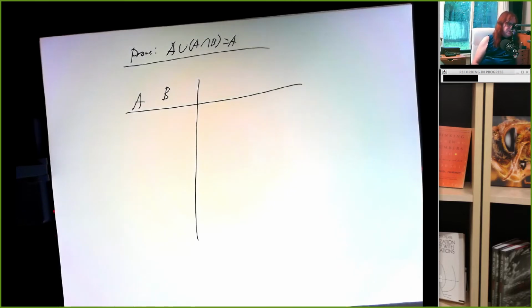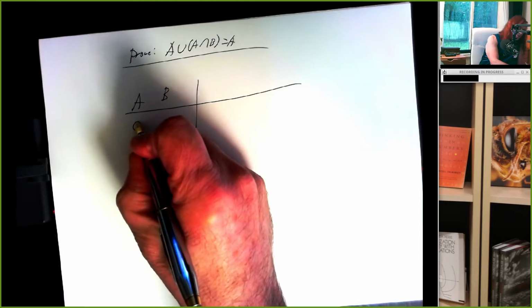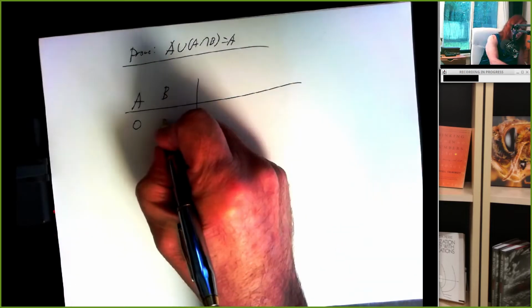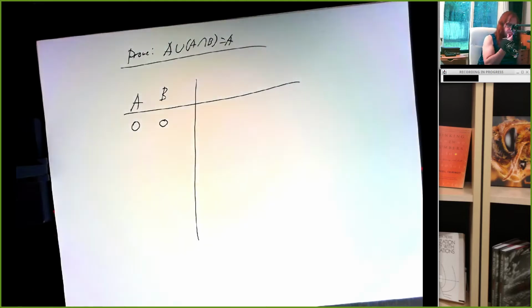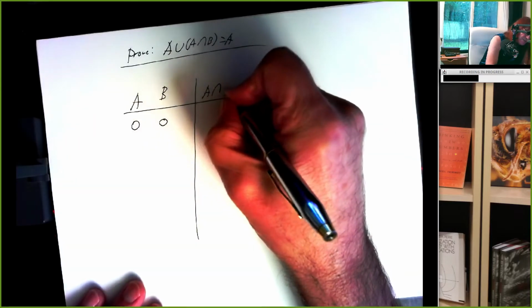So what I'm going to do is, if I pick an element x and it turns out not to be a member of A, I'm going to write a 0 here. And if it turns out not to be a member of B, I'm going to write a 0 here. And I'm going to make a column for A intersect B.